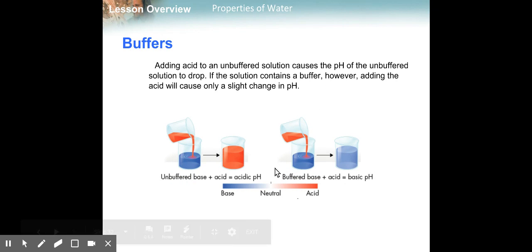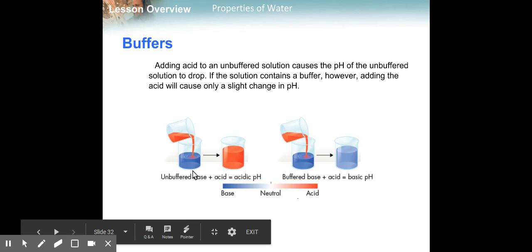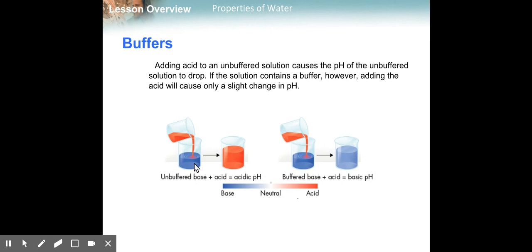So this is basically just demonstrating how a buffer works. They're pouring an acid into this unbuffered base, which makes it acidic. And then on this side, they're pouring acid into a base with a buffer in it, and it just changes the pH a little bit.